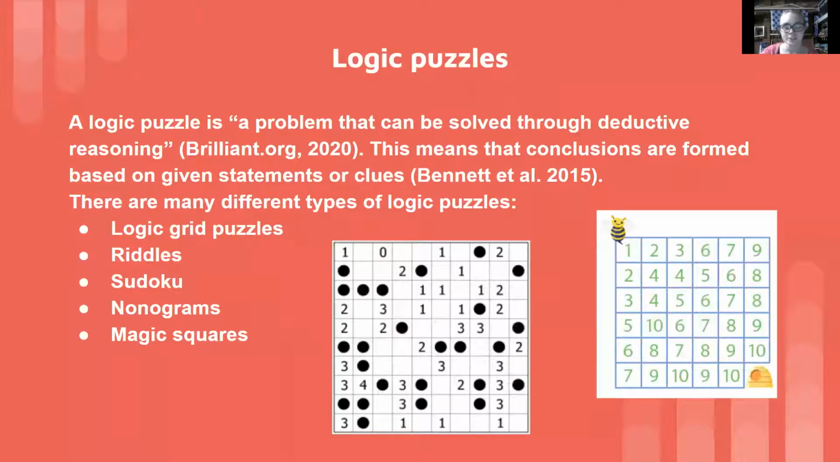A logic puzzle is a problem that can be solved through deductive reasoning. This means that conclusions are formed based on a series of given statements or clues. There are many different types of logic puzzles, such as logic grid puzzles, riddles, Sudoku, nonograms, magic squares, syllogisms, cryptograms, knights and knaves, and chess puzzles.